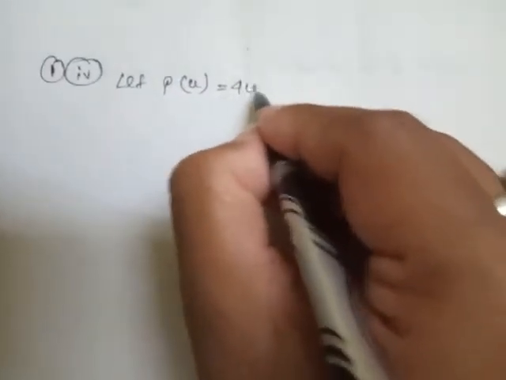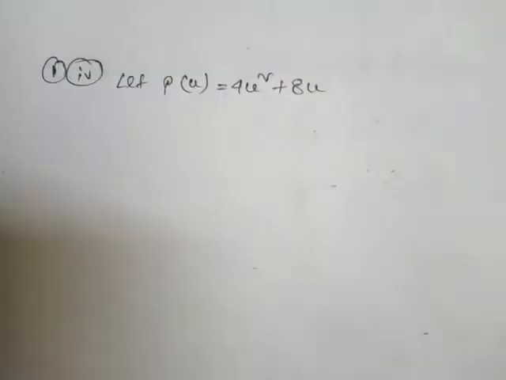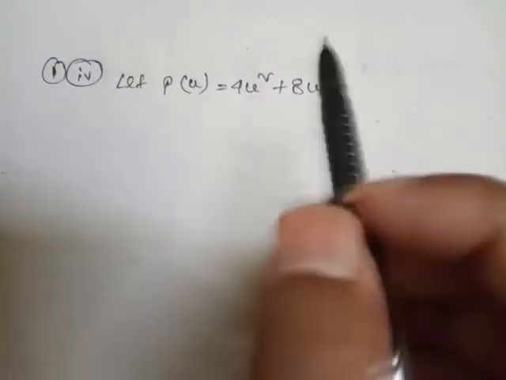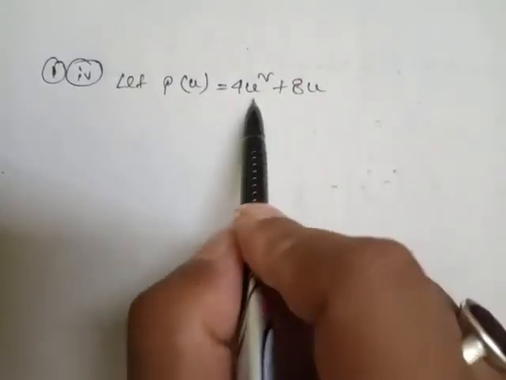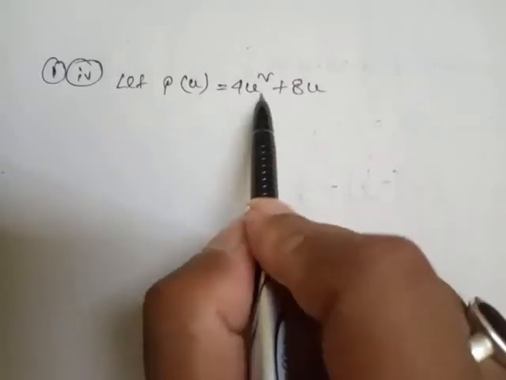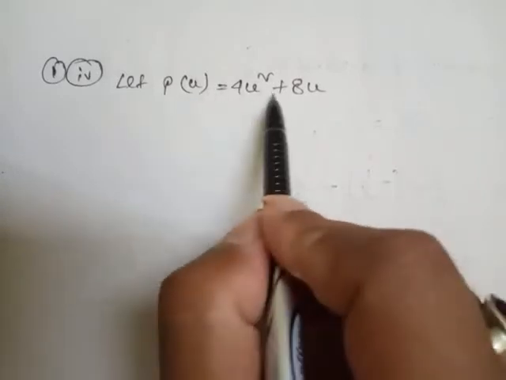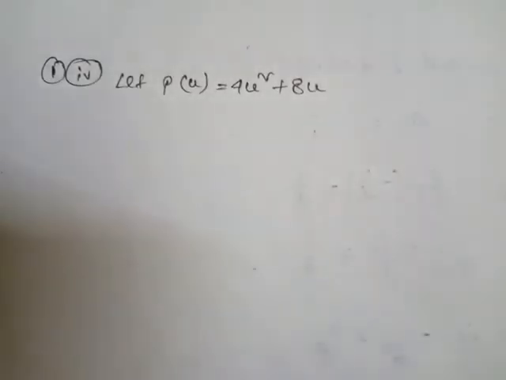Now look students, 1 Roman 4 is here. So here, let p(u) equal 4u square plus 8u. Now why have I written this? In place of p(x), I have written p(u) because in the question there is u. That's why I have written u here. If there is x, then I will write x. If there is z, then I will write z. If there is y, then I will write y. I hope you understand that.